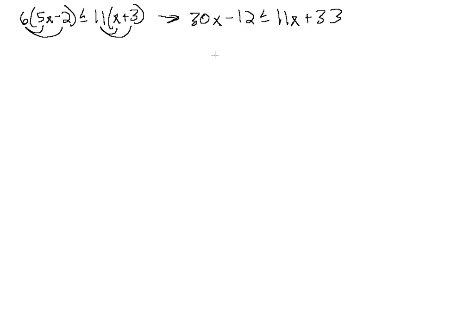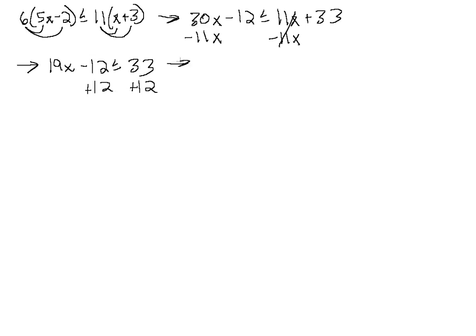And I like to have my variable on the left-hand side and everything else on the right. So let's go ahead and move 11x to the other side by subtracting 11x from both sides. These two terms cancel. 30 minus 11 is 19x, minus 12 is less than or equal to 33. Let's go ahead and add 12 to both sides. We're starting to move everything else to the right-hand side.